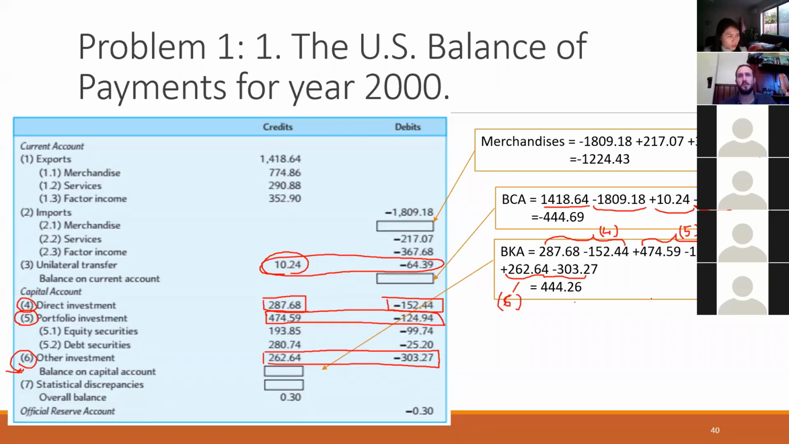For statistical discrepancies, to compute this number, you need to rely on the balance of payment identity, okay? So the balance of payment identity says that the sum of all of the accounts should sum up to zero, okay? Which means if you take the current account, you add the capital account, you add the official reserve account, and then you add the statistical discrepancies, everything should sum up to zero, okay?